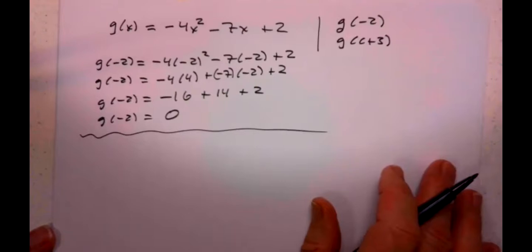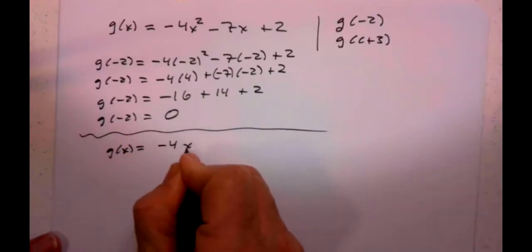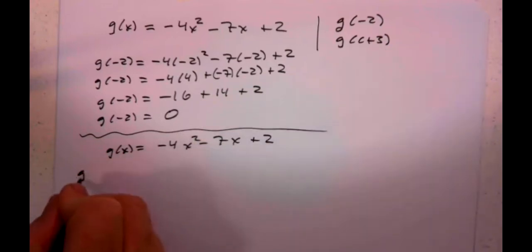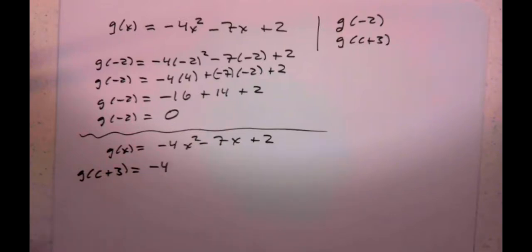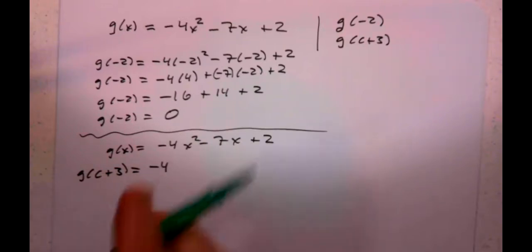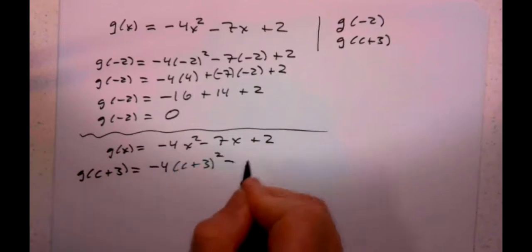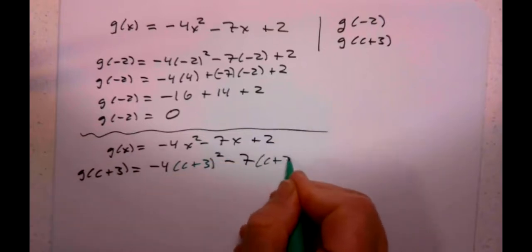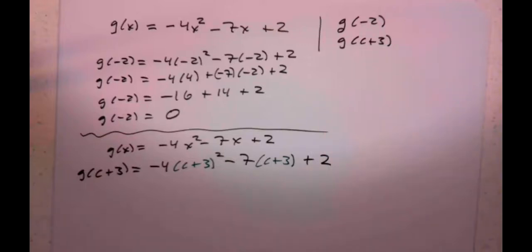Okay, the next thing we wanted to get was g of c plus 3. So plugging in c plus 3 wherever we see an x. Now notice, we have g of x is negative 4x squared minus 7x plus 2. We're going to plug in a c plus 3. So g of c plus 3, wherever we see an x, we're going to put in a c plus 3. So negative 4, this x becomes c plus 3, and we're going to square that. Minus 7 times c plus 3, plus 2. That's what we have.